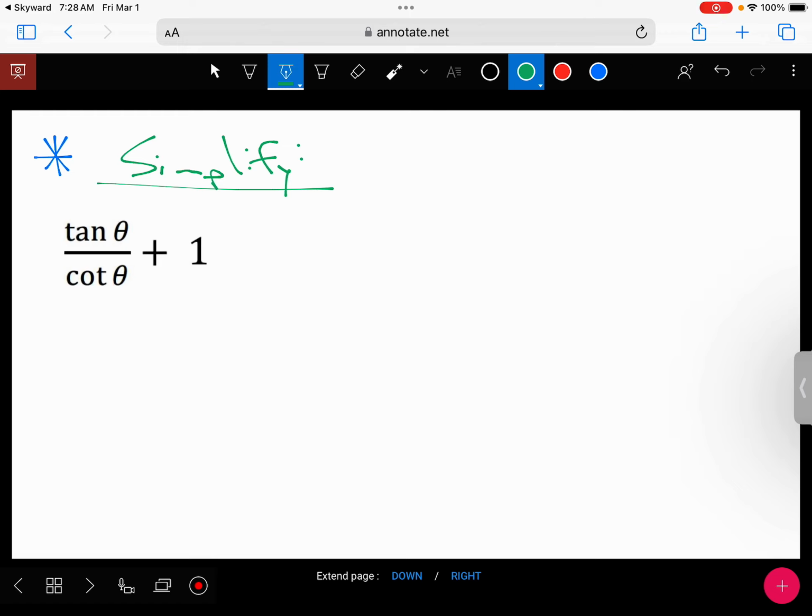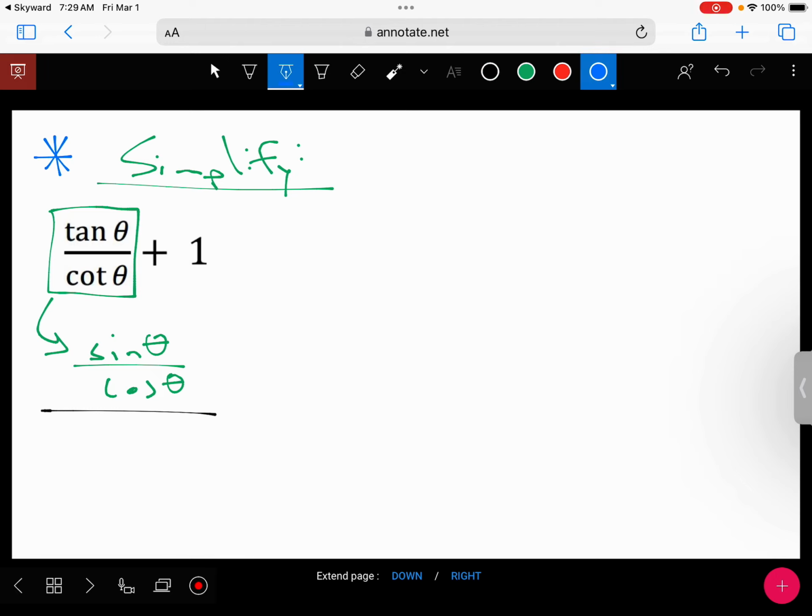All right, so what do we notice about this fraction right here? They're sisters dividing each other. Now we have a rule for when they multiply each other. Let's see what happens when they divide each other. When they divide each other, well, first things first, I'm going to rewrite them in terms of cosine and sine. So tangent is sine over cosine. And cotangent is cosine over sine. And then we would still have the plus 1.